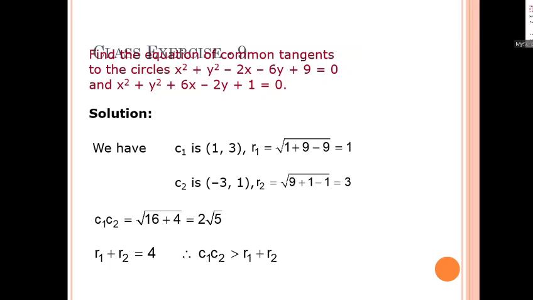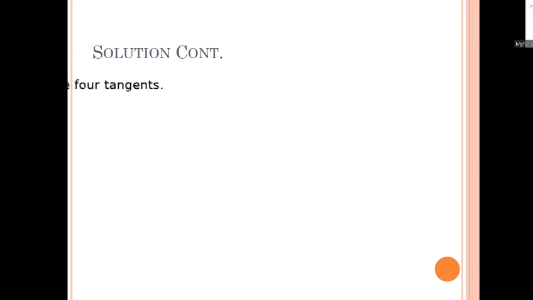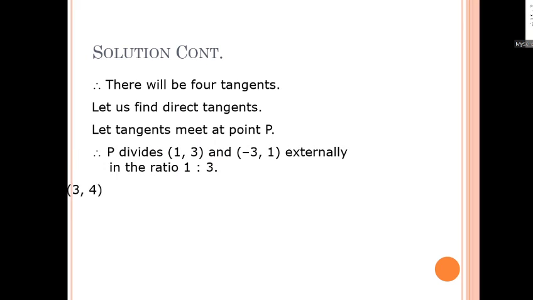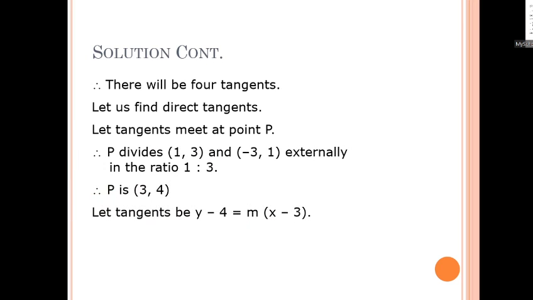Yes, sir. नेक्स्ट क्या करेंगे, देयर विल बी 4 टेंजेंट्स। लेट अस फाइंड द डायरेक्ट कॉमन टेंजेंट्स। सो डायरेक्ट कॉमन टेंजेंट्स के लिए क्या करना है, आप फर्स्ट सेंटर्स का R1:R2 एक्सटर्नल रेशियो फाइंड करना है, राइट? सो यू गॉट द पॉइंट 3,4। 3,4 से एक जनरल लाइन निकालें आप। यहां तक क्लियर है?